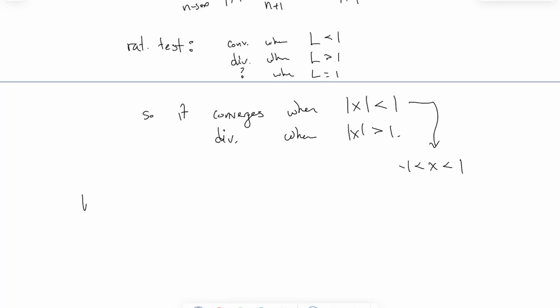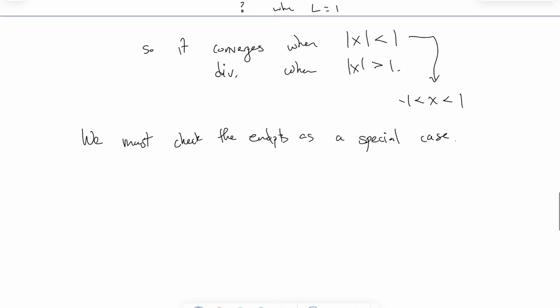So you always have to do this as sort of like a technicality at the end. We must check the endpoints as a special case. So we have the endpoints of this interval. This is the interval from minus 1 to 1. But we don't know, because the ratio test is inconclusive, when we're actually talking about 1 or about minus 1. So we check the endpoints.